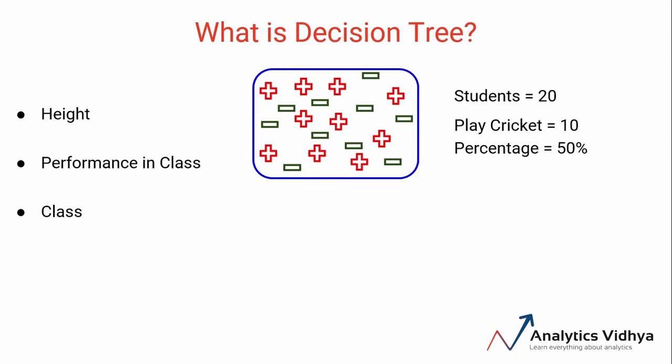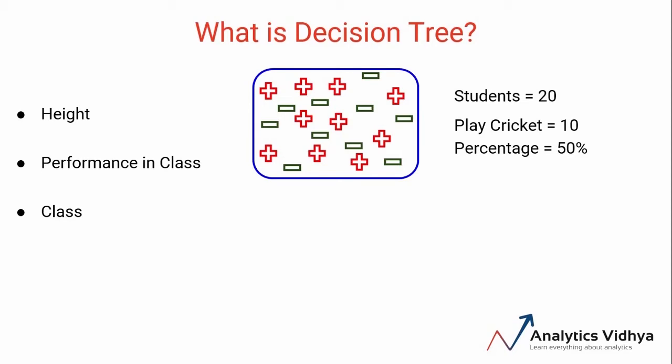Now, when we look at this data that's available to us, we have a total of 20 students, out of which 10 play cricket, and hence the percentage of students who do play cricket is 50%. And we have attributes of students like height, performance in the class, and which class they belong to. Now, the teacher wants to identify subgroups so that these subgroups are very similar with respect to playing cricket or not based on the given attributes.